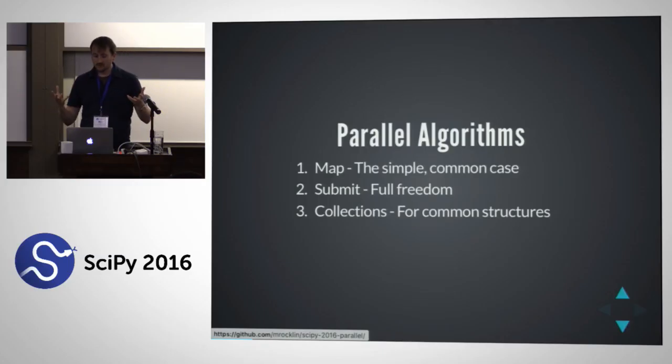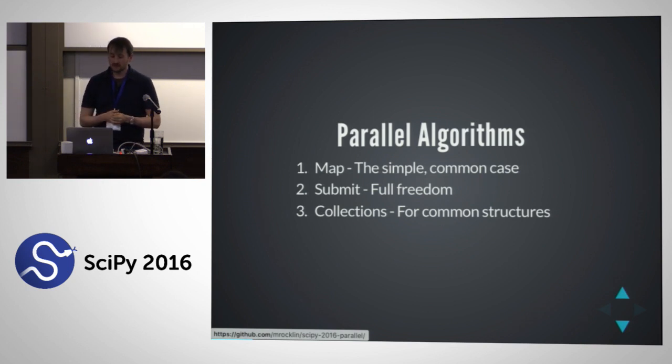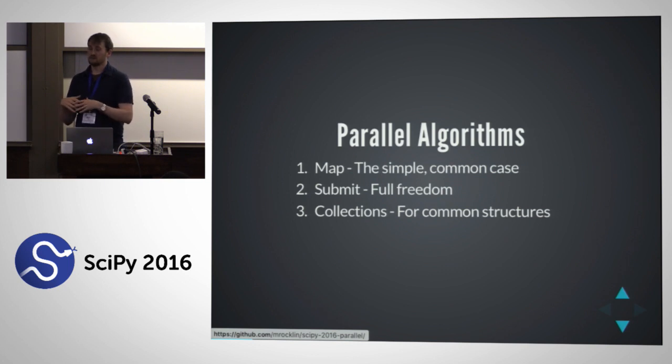So the general structure of the information we're going to talk about today is 3 broad categories of parallel algorithms, ways to do parallel computing. The first one is called map. So this is the simple case. It's common. There's lots of different ways to do it, and there are many implementations of map, and it has kind of a balance of simplicity and flexibility.